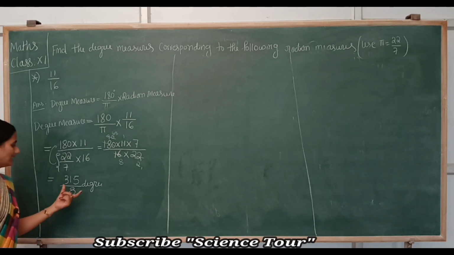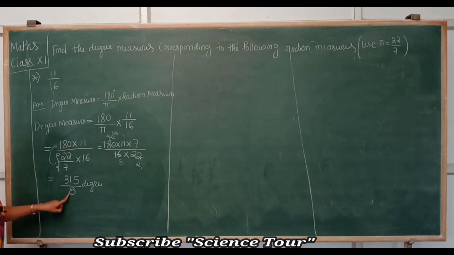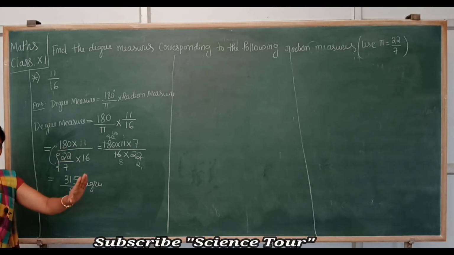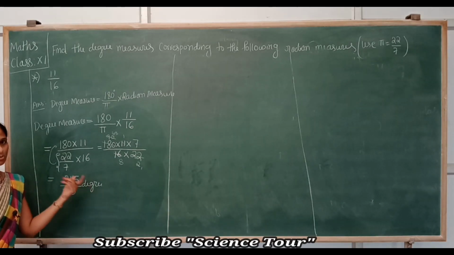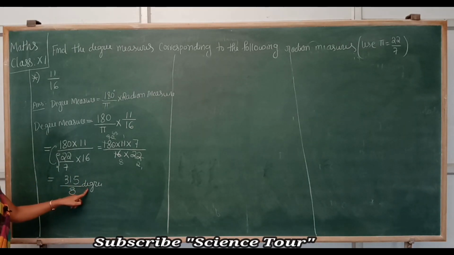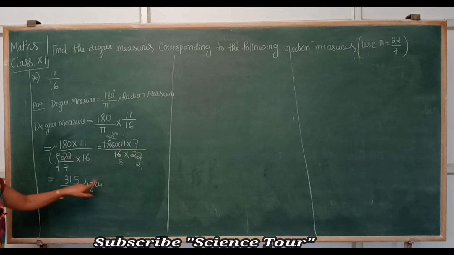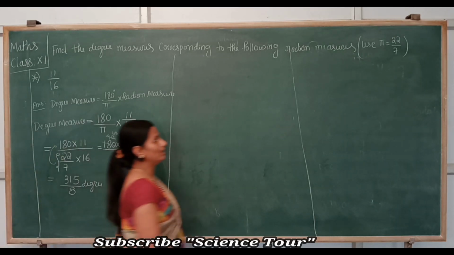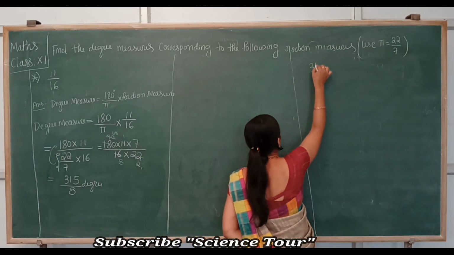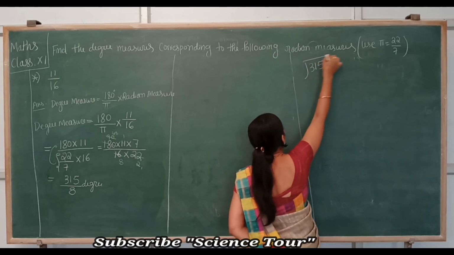Already you know that in degree there should not be a fraction, correct? How to remove this fraction? This fraction means there is some decimal point. The decimal point is what? Minute. So how to convert this degree to minute? First separate the integer part and the decimal part. So 315 divided by 8.